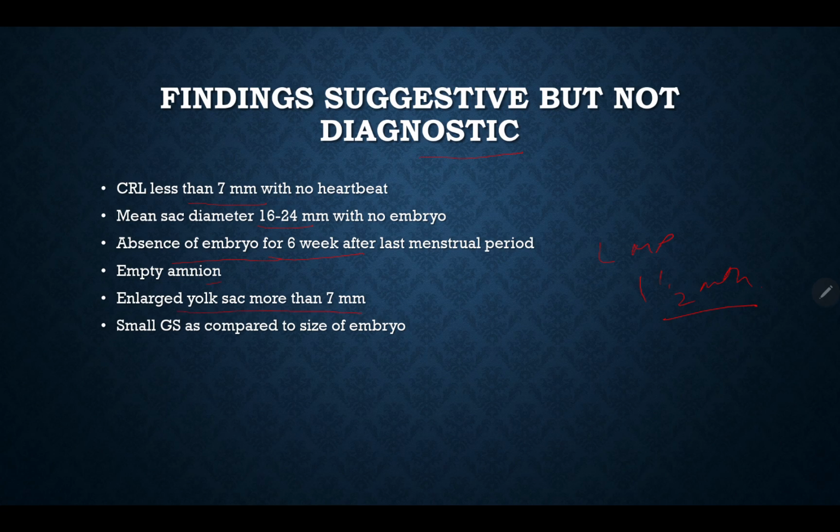Then the amnion is empty, and the yolk sac is more than 7 millimeters. The fetus is not there, the developing embryo is not there to take its share, and so the yolk sac is more than 7 millimeter compared to the size of the embryo when the gestational sac is small. So these are the findings that are suggestive of abnormal intrauterine pregnancy, and you have to scan her again after around 2 weeks to label it as missed abortion.